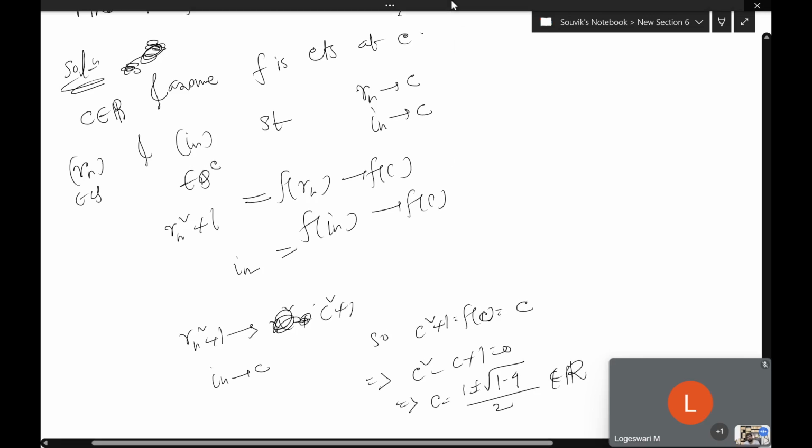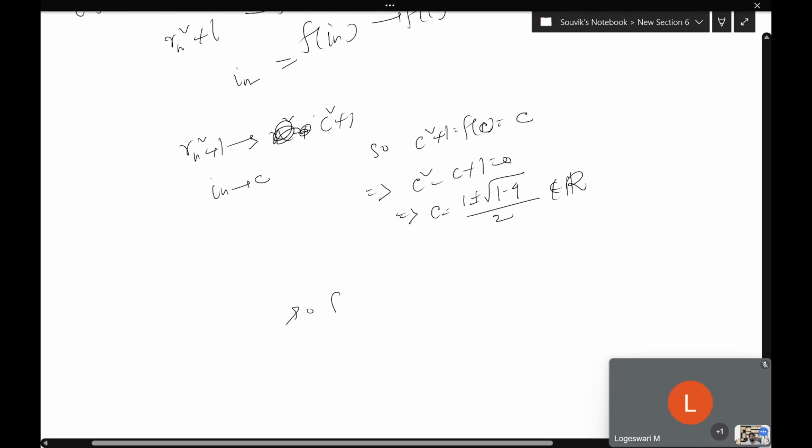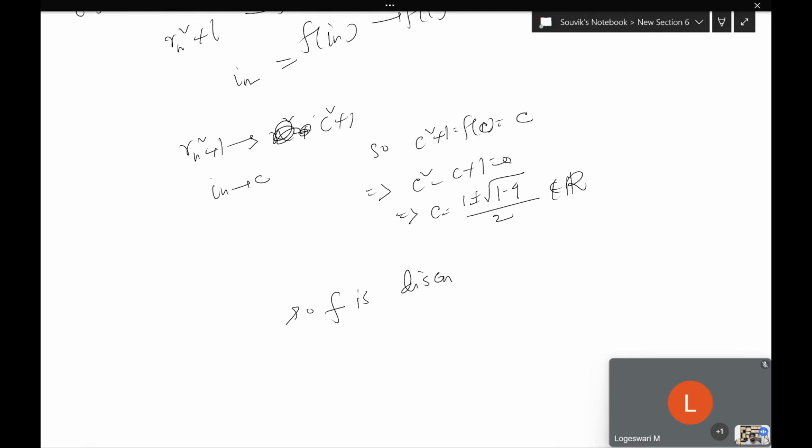So basically, f is discontinuous everywhere. Okay.